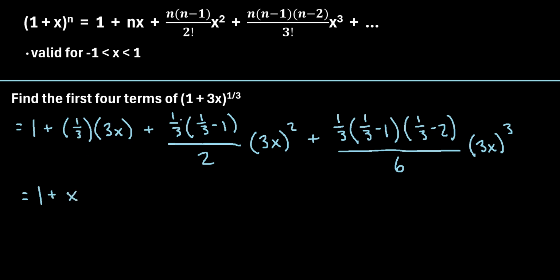Now over here we have 1/3 times (1/3 - 1). When we have 1/3 - 1, it might help to rewrite the 1 as 3 over 3, since that's the same as 1. So when we do 1/3 - 3/3, that's -2/3. So what we have here is 1/3 times -2/3. If we do that, we multiply the numerators, 1 times -2 is -2, over 3 times 3 is 9.